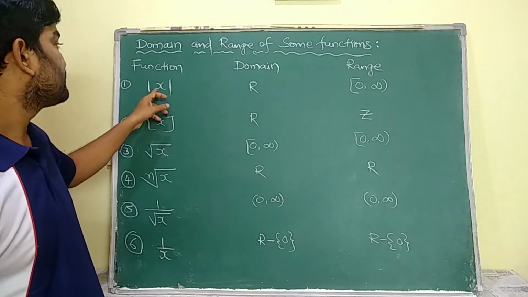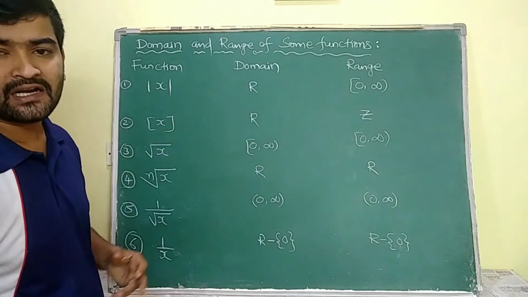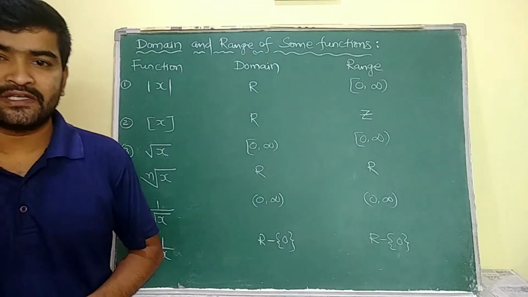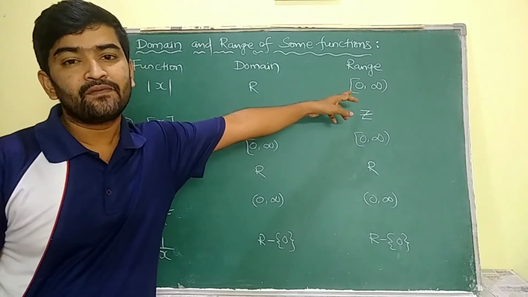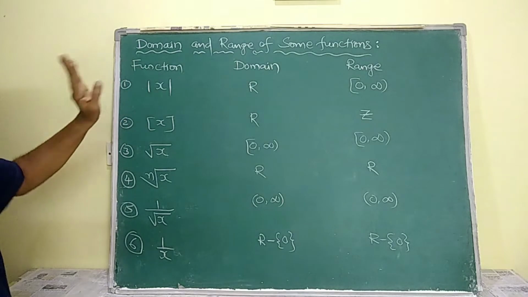That is why the domain of the modulus function is R. And the answers which we are obtaining are all positive, including 0. So that's why from 0 to infinity is the range of the function modulus x.